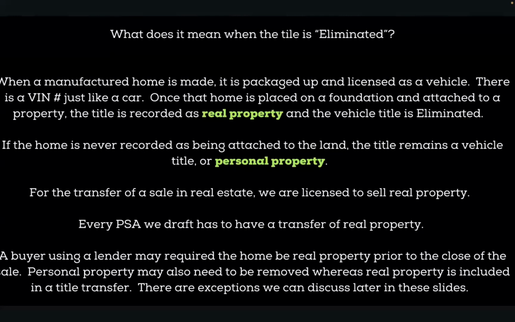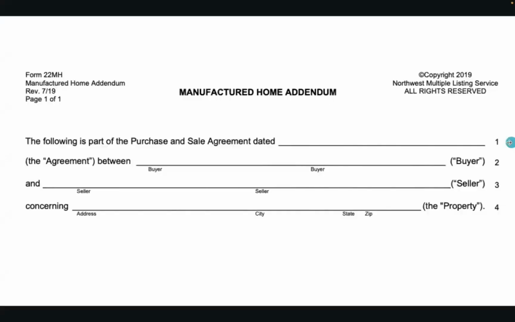And then just keep in mind, a buyer using a lender may have the requirement that the home be real property prior to the sale. Personal property may also need to be removed in certain sales with title transfers. So there are exceptions to each one of these. If you're ever in doubt, go ahead and ask the lender how this transfer is going to work with their loan type. So pulling up the form, it's 22MH.